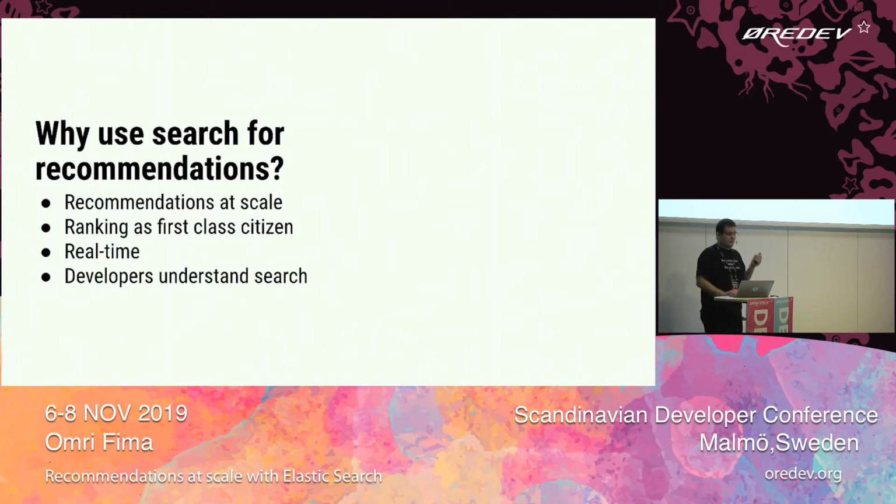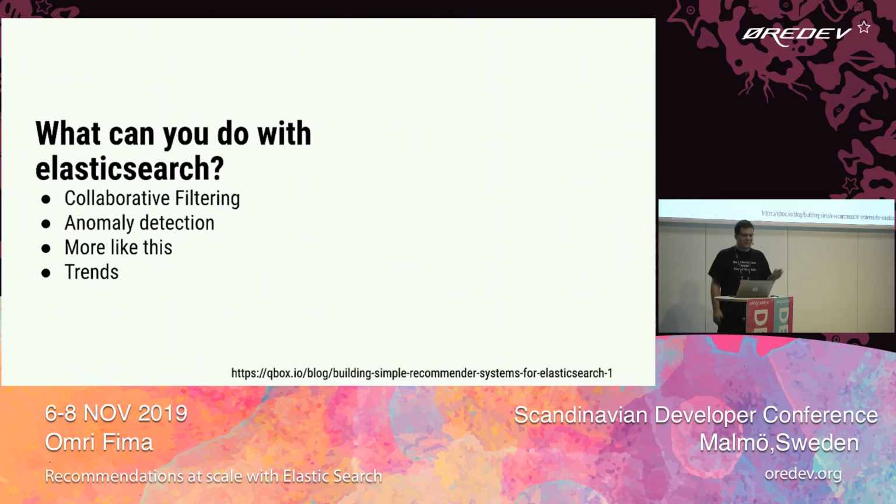The second argument is that ranking, which is a basic part of building and tuning recommendation engines, is a first-class citizen in search engines. And we can leverage that to create recommendation engines in a really easy manner. The third argument is that we know how to create search engines that will give us answers in real time. For recommendation engines, it's still a little bit harder. And the fourth argument is that developers, eventually, we understand search. Recommendations, a little bit less.